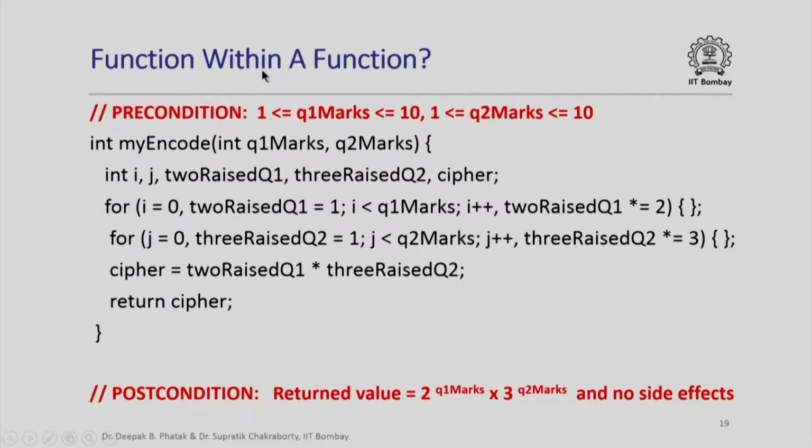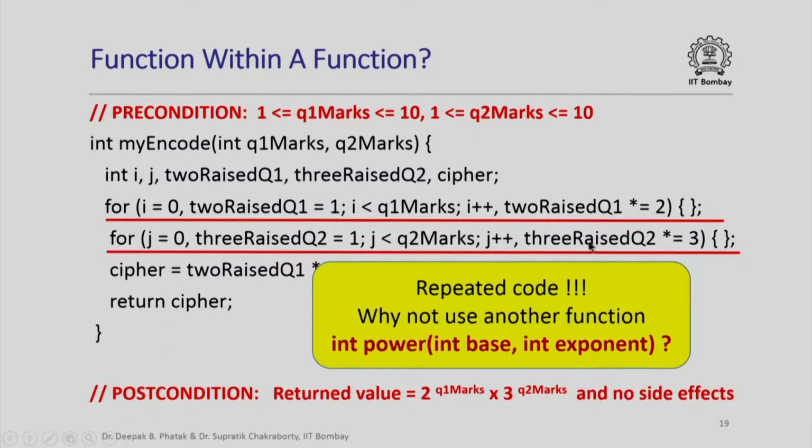Now we have seen the use of a function within main. Could we have one function within another function? Well, let us look at the function myencode that we just wrote. In this function we have the precondition, postcondition and the code that we have already seen earlier. However, once again we have these two for loops, which are almost repeated. And so the question here is, can we avoid this repetition? In fact, an interesting question to ask is, can we use another function within the function myencode, and perhaps this function could just compute the power of a base raised to an exponent.